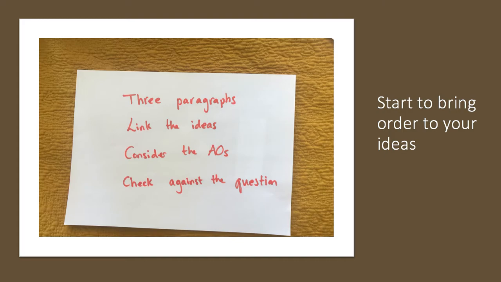Once you feel you've got all your ideas down, or as many as you can come up with in sort of 3 or 4 minutes, then start thinking about bringing an order to those ideas. Ideally, you're going to have 3 paragraphs in your essay. You want to link all the ideas together. So if you're writing about the importance of the conch, don't just see it in isolation, see it within the 2 bullet points that are at the bottom of the question.